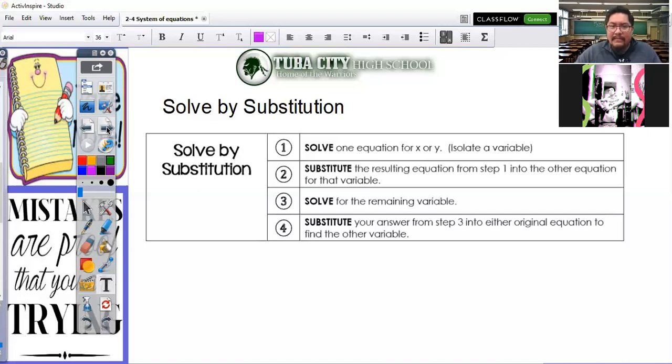So we're going to take the equation from step 1 and plug it into the other equation. What we're trying to do is get rid of one variable. Remember, you can't solve an equation if you have two variables, so you have to make it so there's only one. Solve for that one variable that you have. And then lastly, substitute the answer that you got from step 3 into the original to get the other one. Again, this sounds pretty confusing, so sometimes it just helps to look at the process in action.